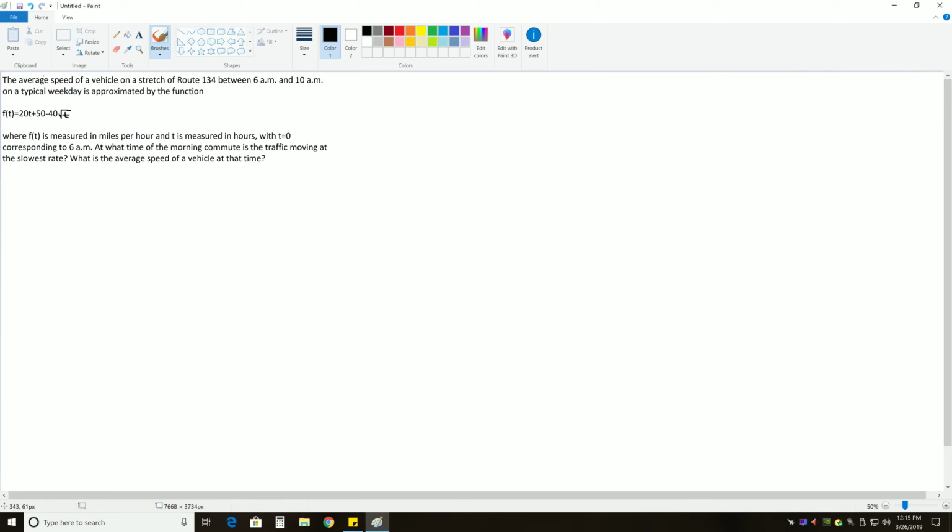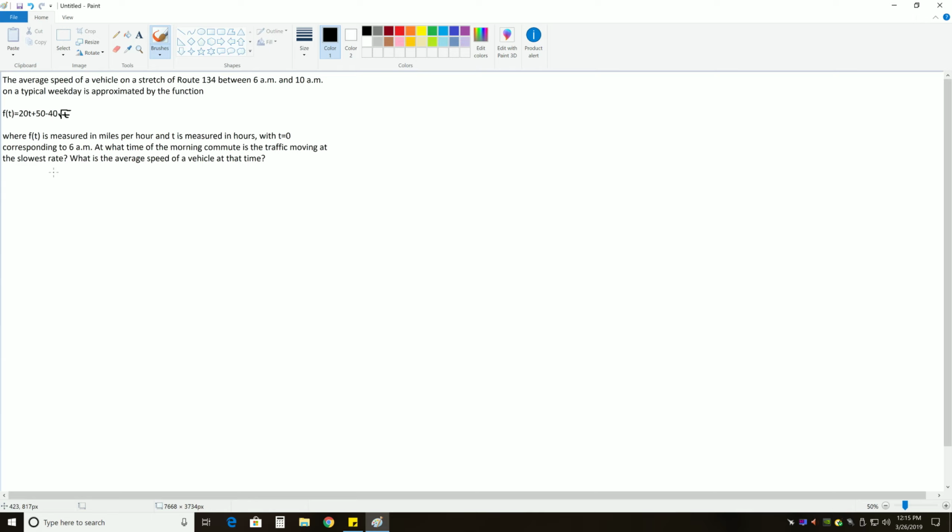In this example, we're given that the average speed of a vehicle on a stretch of Route 134 between 6 a.m. and 10 a.m. is given by the function f of t equals 20t plus 50 minus 40 square root t, where f of t is miles per hour, and t is measured in hours, with t being 0 when it's 6 a.m. We want to find what time the traffic was moving the slowest, and we also want to find the average speed at that time.